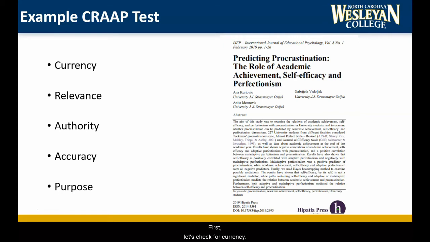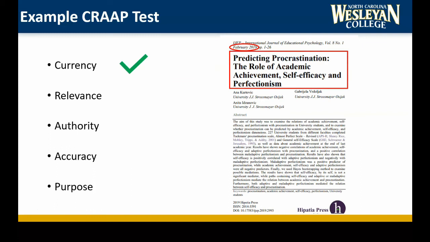First, let's check for currency. If we look in the upper left-hand corner, we can see that this was published in 2019. That's pretty recent, so it's safe to say this article is current. To check for relevance, the first thing to do is to read the title. Most titles will include the main topic. This one mentions procrastination and specifically talks about the academic setting.